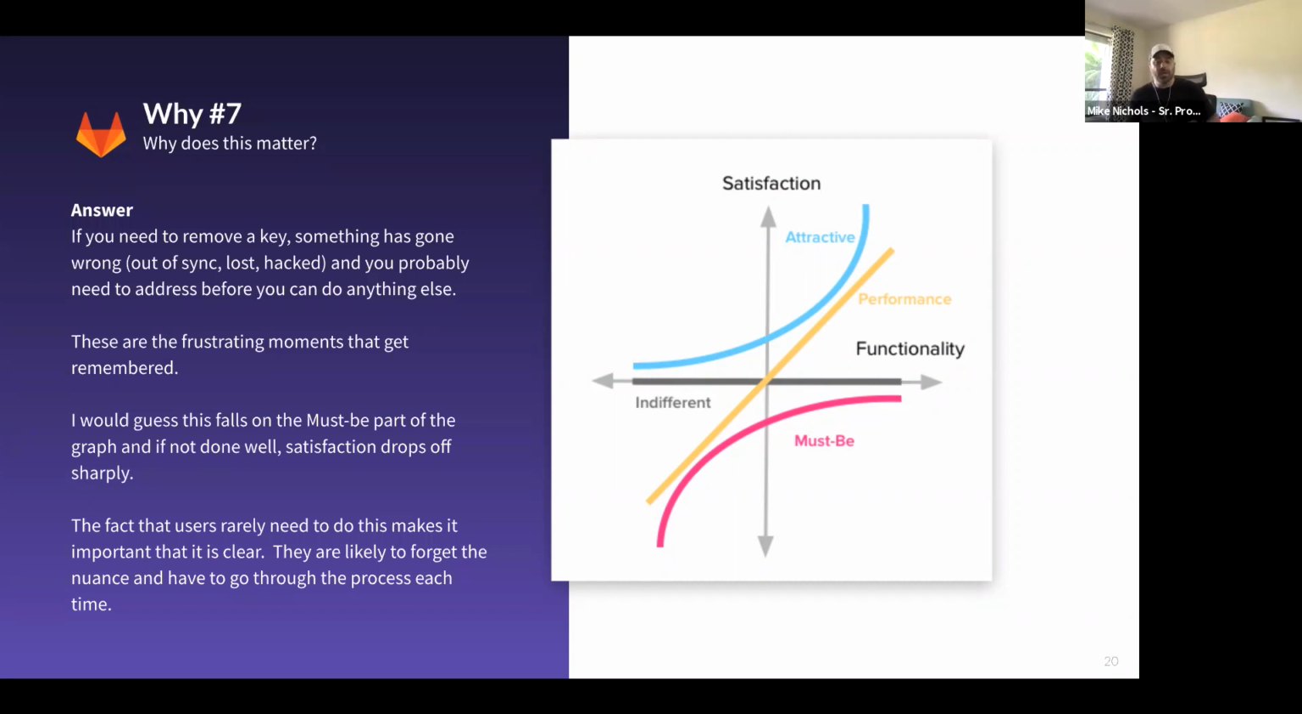Looking at this from the Kano model graph, with attractive features and must-be features, I would say this probably falls under must-be. In the situation where somebody needs to remove a GPG key, if you can't do it, satisfaction is going to fall off really quickly, so this is going to go down that graph pretty fast. And the fact that this is rarely used means that every time a user comes back, they likely have to go through this again. Much like we couldn't remember 2 minutes ago which one's which, they have to do this all over again every single time they come to this.